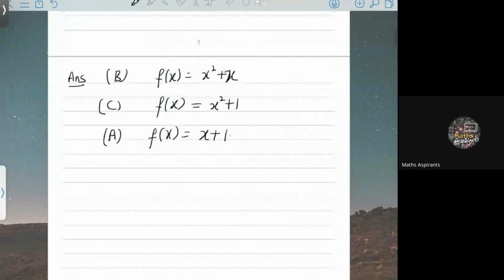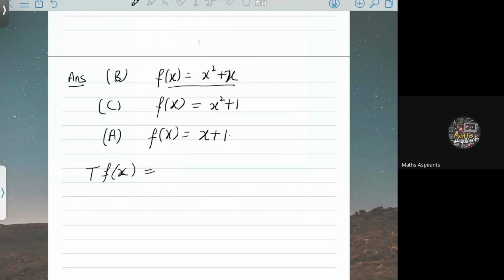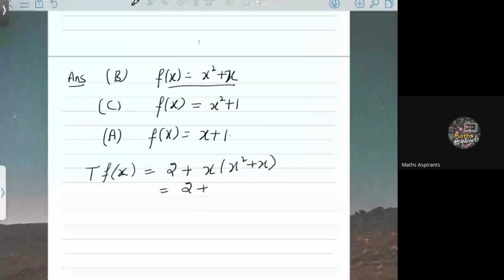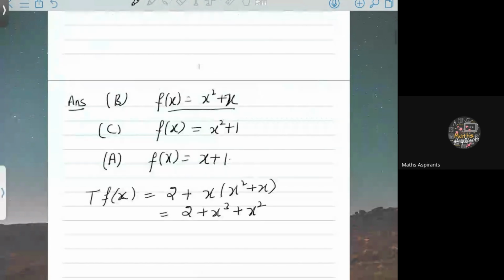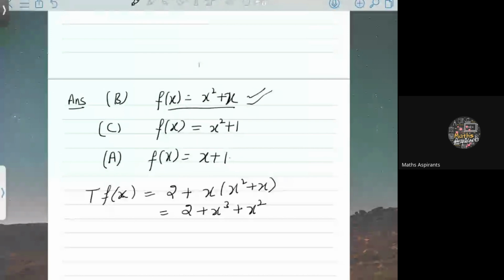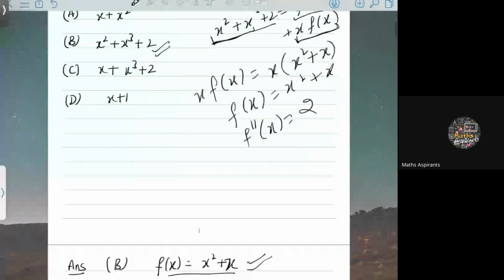So for this f(x), T f(x) becomes the double derivative of this, which is 2, plus x times (x square plus x). So this is 2 plus x cube plus x square. And this was our option B. Hence, for this f(x), we get T f(x) equal to this thing. So option B lies in the range.